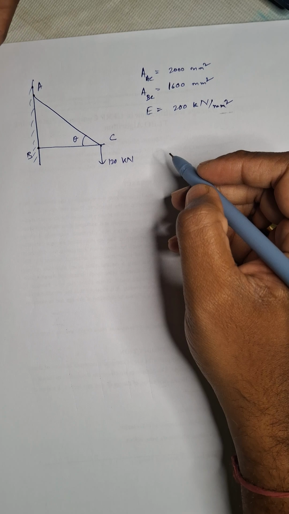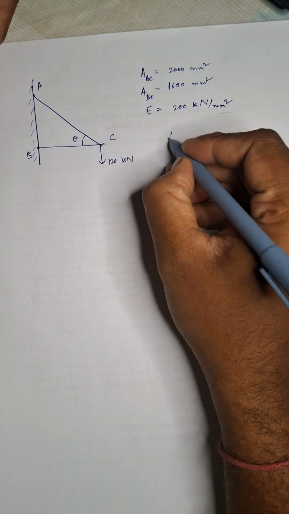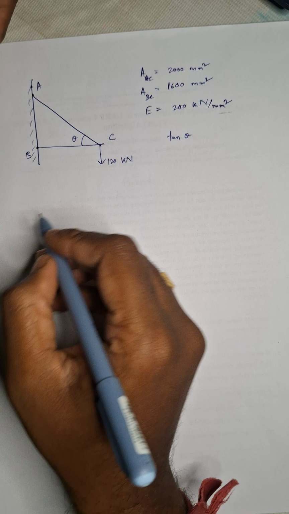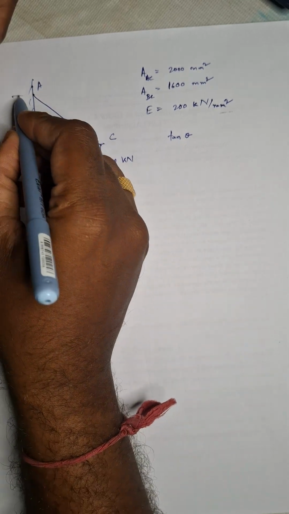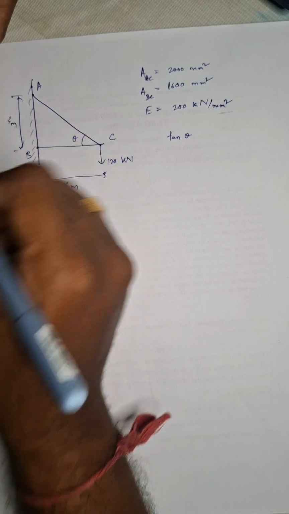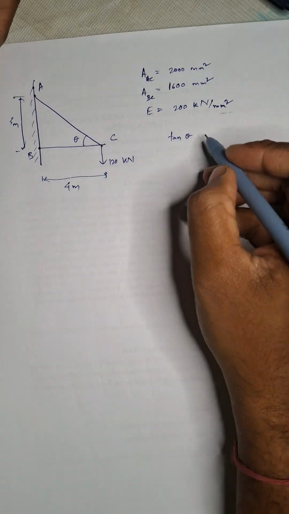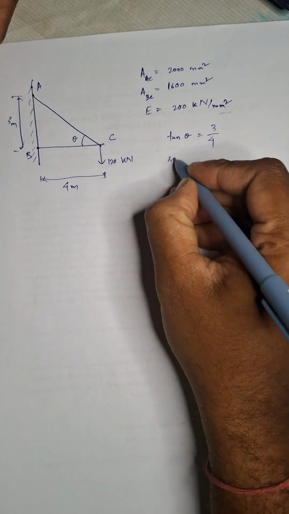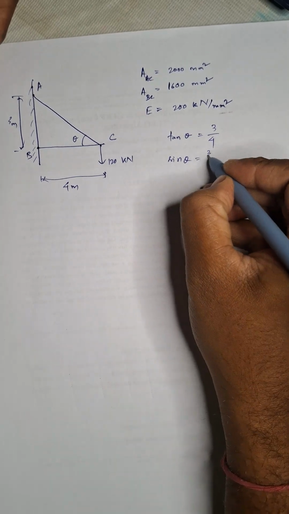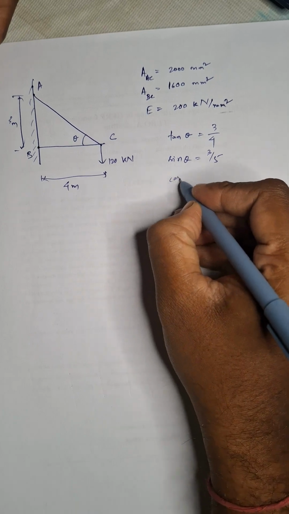For solving this type of problem, let's find out tan theta. The length is given, this length is 4 meter and this length is 3 meter. So tan theta will be 3 by 4. Sin theta will be 3 by 5, and cos theta will be 4 by 5. So we have values of tan, cos and sin.